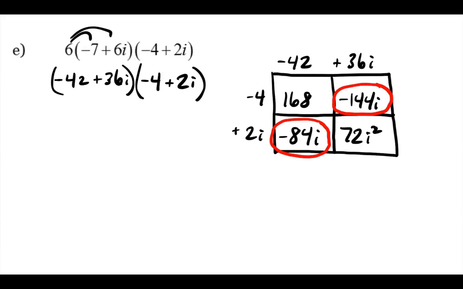So to put them together, what am I going to do? Add them up. They're going to become a bigger negative, right? So when I add up negative 144, or subtract, I should say, you're really adding because they're just becoming a bigger negative. You get negative 228i. Okay. So now I have 168, a real number. I have 72i squared. I don't want i squareds, right?